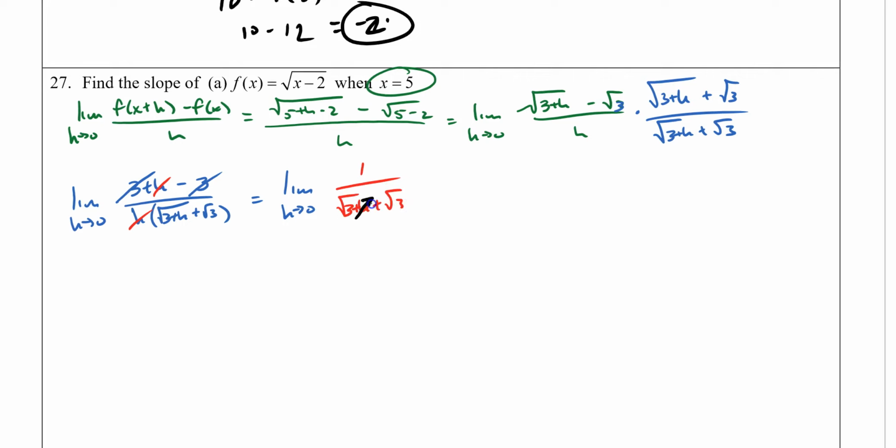Evaluate this as h goes to 0. I get 1 over radical 3 plus radical 3, which is 1 over 2 radical 3. That is the slope of my function when x is equal to 5. That's going to do it for the Unit 11 practice test.